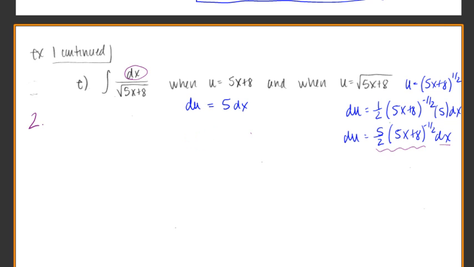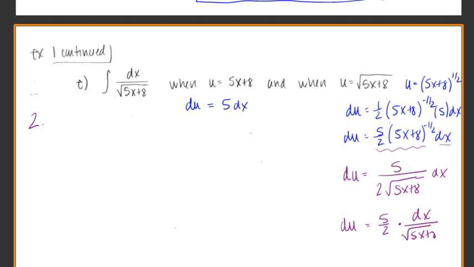Okay, so let's change it to this now. Let's go up into this main function, and let's focus on finding our du part. So when I come over here to the right, I could really write du as being 5 over 2 times the square root of 5x plus 8, and then dx. Or I can write it as du is equal to 5/2 times dx over the square root of 5x plus 8. See if y'all agree that this is really what du is.